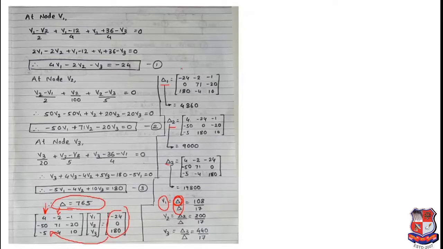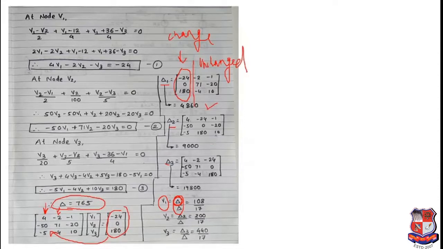So see, minus 24, 0, 180 is kept in the first column. This much part is kept unchanged. So what is changed? Change is over here. What change is done? Change done is that you have brought the right hand side constant values in the first column. That will give us delta 1.